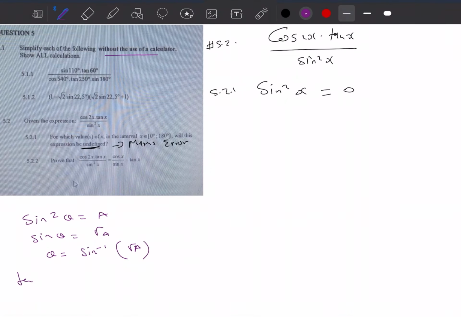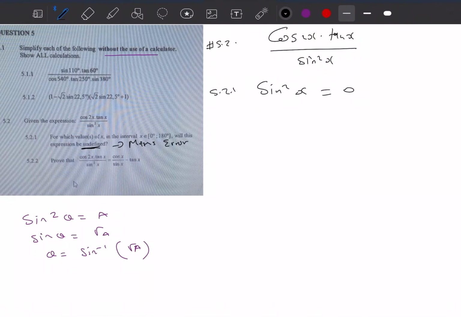I mean, even with tan theta, it's still the same thing. Let's call it b. Theta is equal to tan inverse of b. Even cos as well, cos inverse of b. Okay, so that's what you're going to be doing here. So sine squared theta, so that's what you're doing.